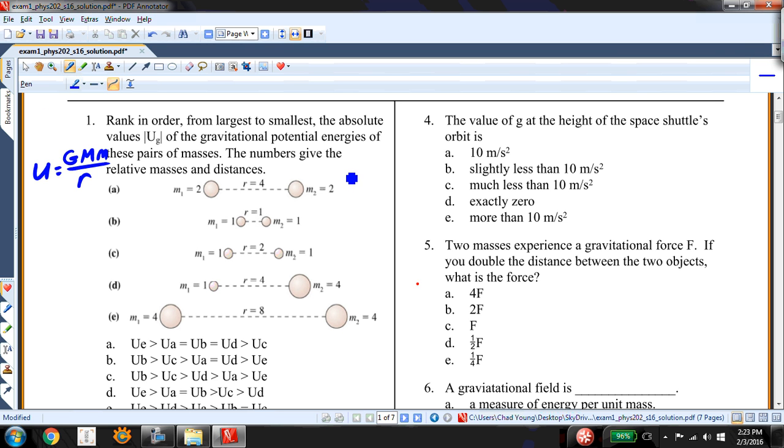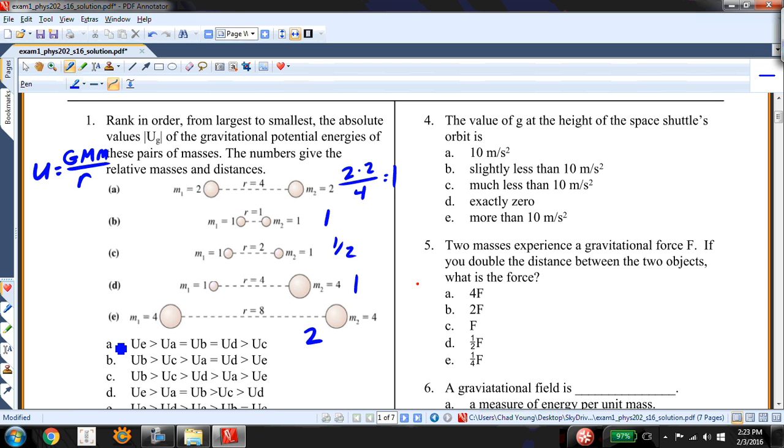So I'll say, for example, here 2 times 2, that's M times M over R, which is 4. So that's equal to 1. Here I have 1 times 1 over 1, that's equal to 1. Here I have 1 times 1 over 2, that's equal to a half. Here I have 1 times 4 over 4, that's equal to 1. And then down here I have 4 times 4 over 8, so that's equal to 2.